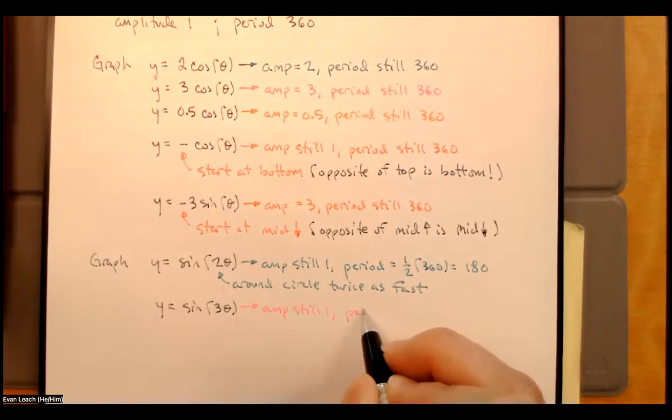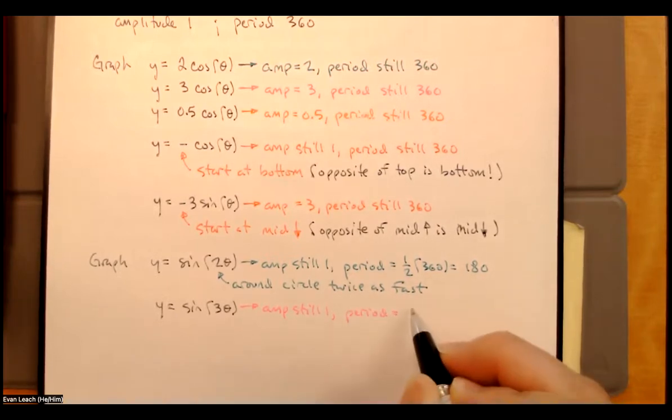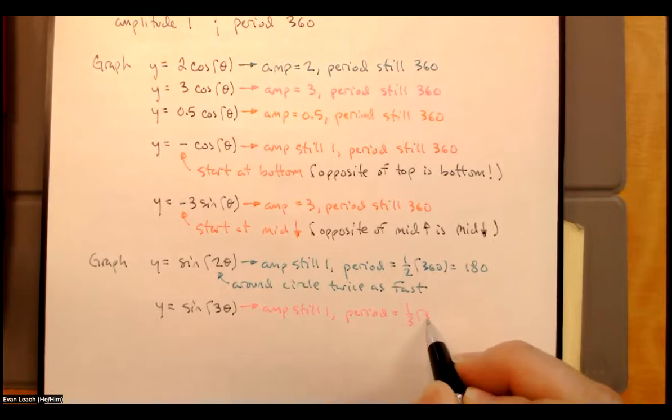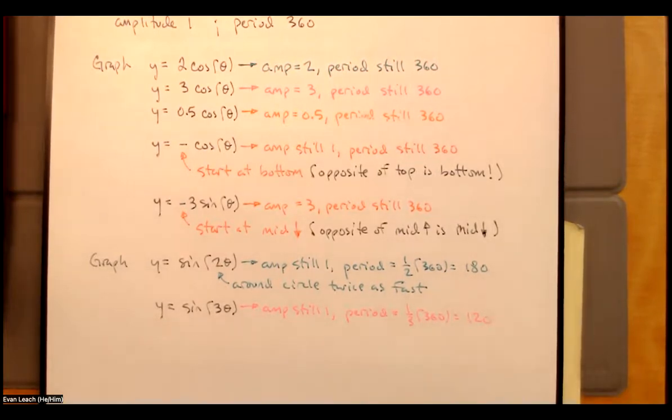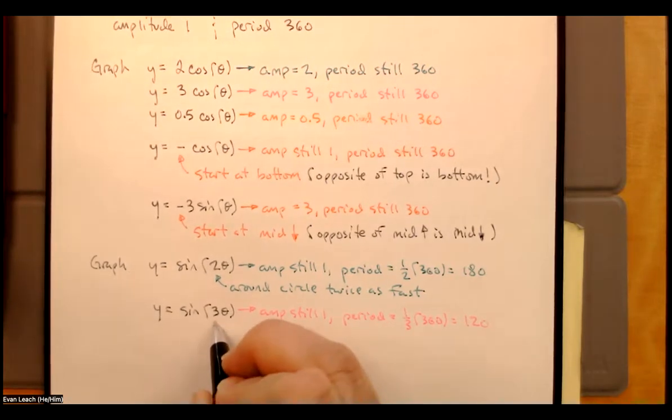And our period is 1/3 of the 360, or 120, because I've got to fit 3 cycles in 360 degrees. Our default is 360, and I've got to go around 3 times. We're going around the circle thrice as fast.